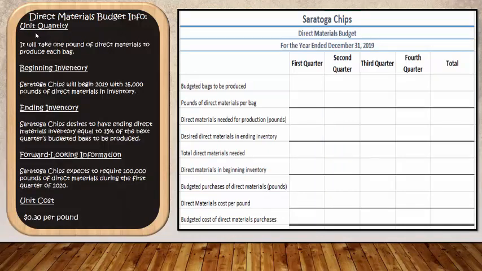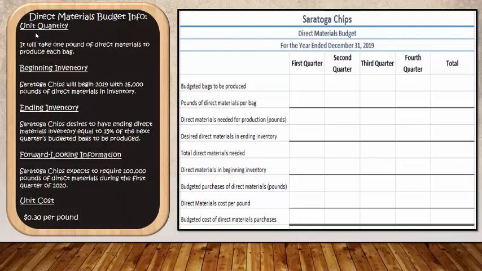And here's our direct materials budget. We have the following information. It takes 1 pound of direct materials to produce each bag. We're going to begin 2019 with 16,000 pounds of direct materials, or potatoes if you will, in inventory. And at the end of each period, we want to have ending inventory equal to 15% of the next quarter's budgeted bags to be produced.